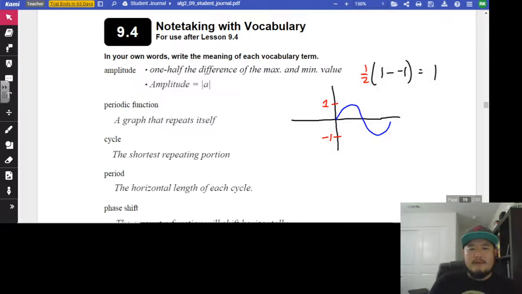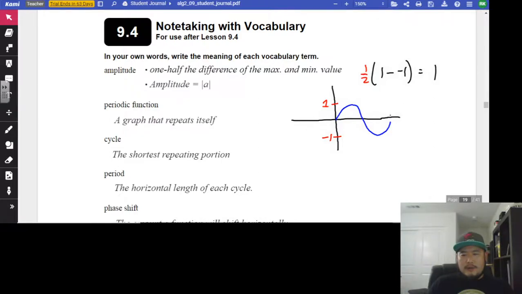The periodic functions are these functions right here, and they continue to repeat themselves. Okay, sine and cosine functions actually repeat themselves and keep going on over and over. Now, going into some of the other terms, this first part that I showed would be a cycle. It says the cycle is the shortest repeating portion.